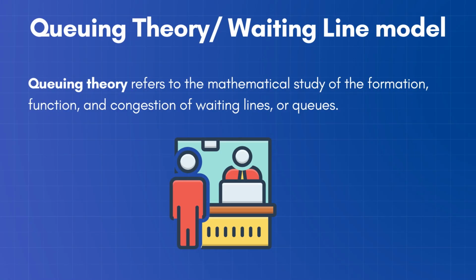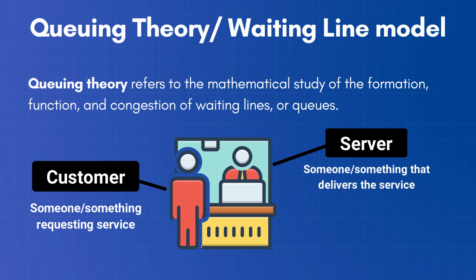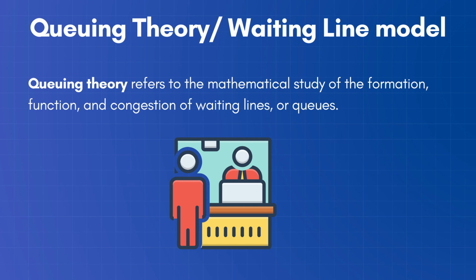Queuing theory refers to the mathematical study of the formation, function, and congestion of waiting lines or queues. At its core, a queuing situation involves two parts. First, someone or something that requests a service, usually referred to as the customer, job, or request. Secondly, someone or something that completes or delivers the service, usually referred to as the server.